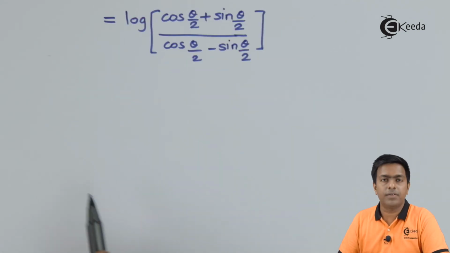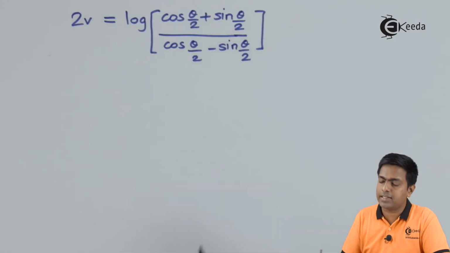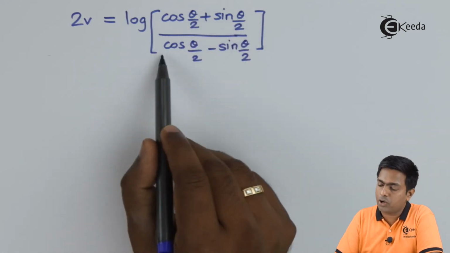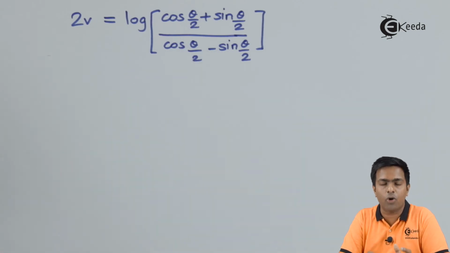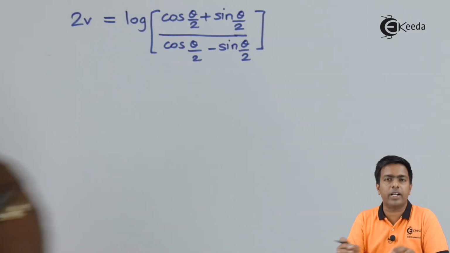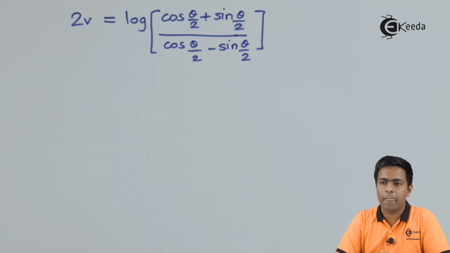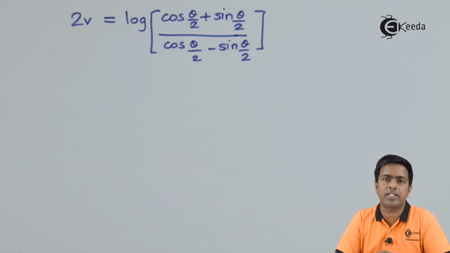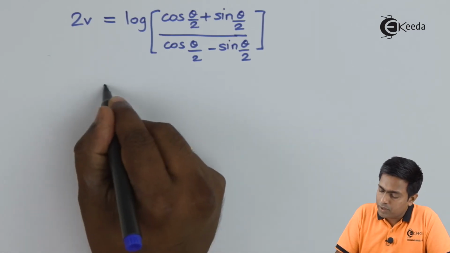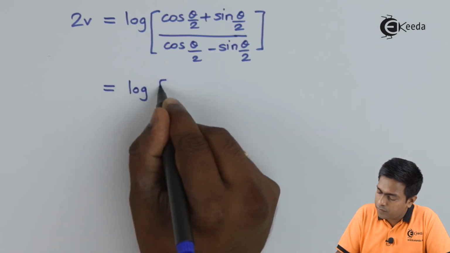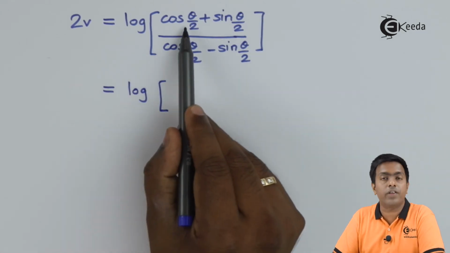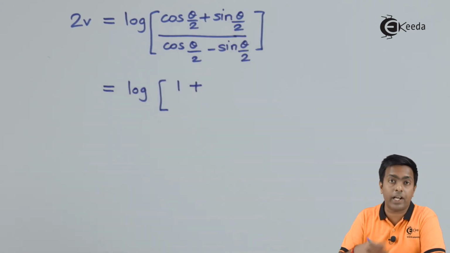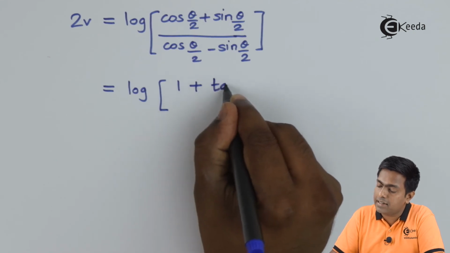Now what we got here? Here we got 2v as log of cos theta by 2 plus sine theta by 2 whole upon cos theta by 2 minus sine theta by 2. Now my work will be to convert this sine and cos in terms of tan. So to get tan, what I'll do is I'll divide numerator and denominator by cos theta upon 2. So here we'll get log of, so if I divide this first term with cos theta upon 2, we'll get 1. If I divide this sine theta upon 2 by cos theta upon 2, we'll get tan theta upon 2.